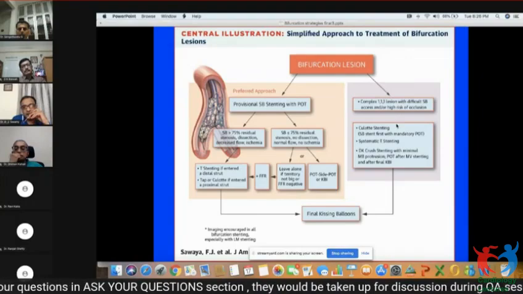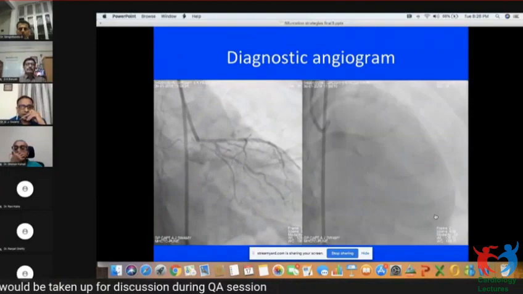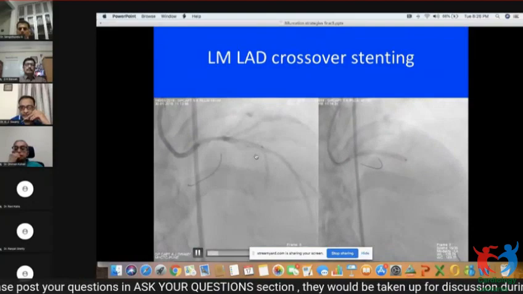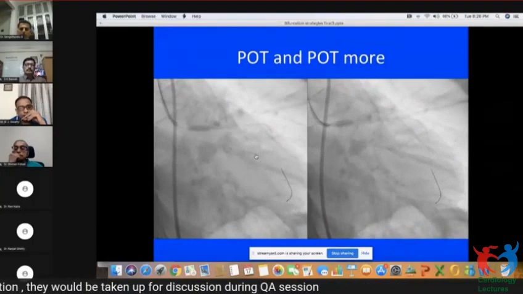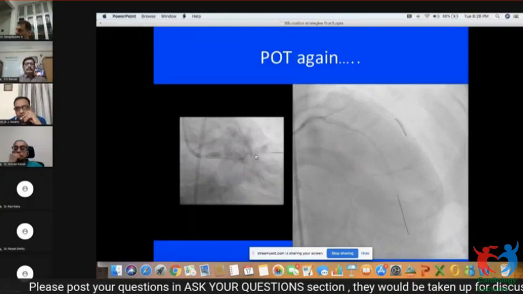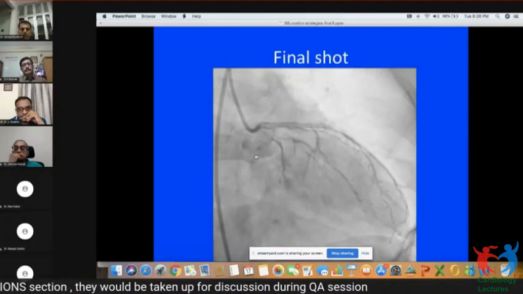Back to our case, he wanted PCI. This is what we chose for him. Initial ballooning with an NC and an AngioSculpt, and then a single stent was taken from the left main up to the first septal, which is where we felt the normal segment was. It was post-dilated. POT was done. We do a separate POT for the shaft and the ostium using different sizes and different inflation pressures. Thereafter, it was crossed through the distal strut, one strut opened, a single kiss done, and then a re-POT and a POT again. And that was our final shot. That is what we did for provisional.